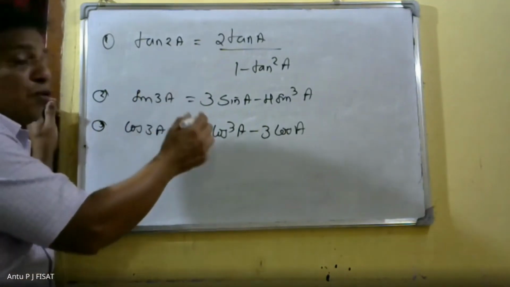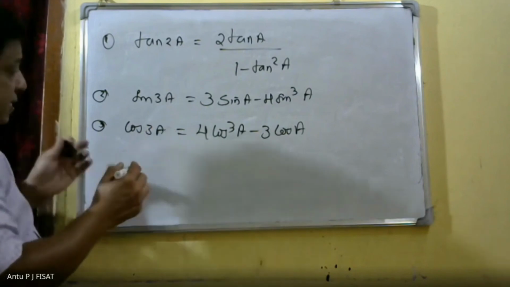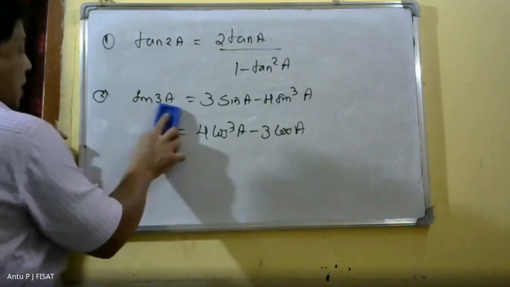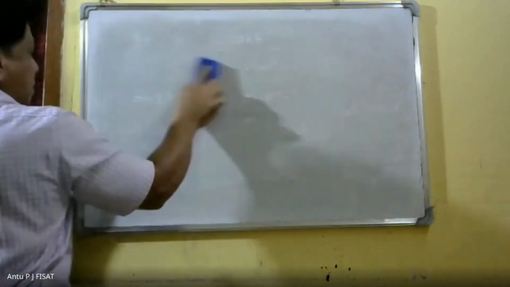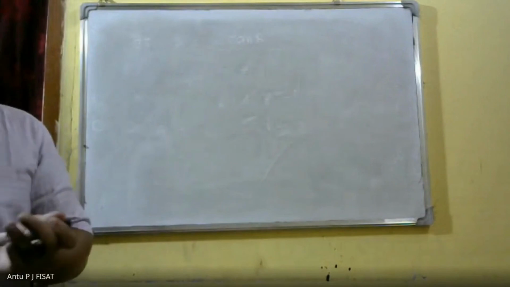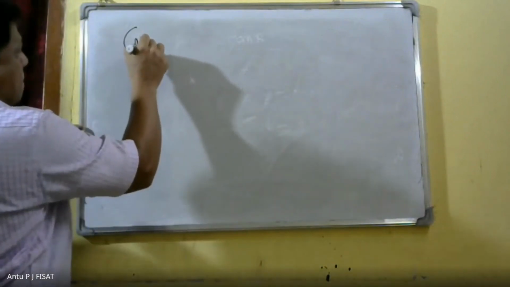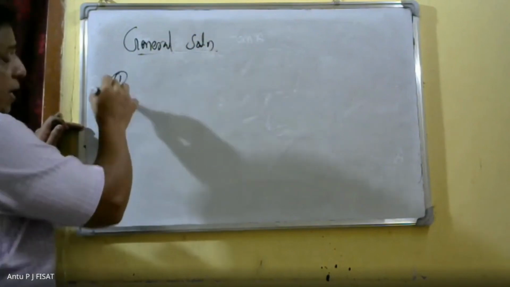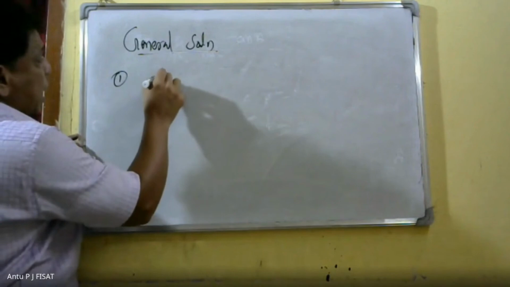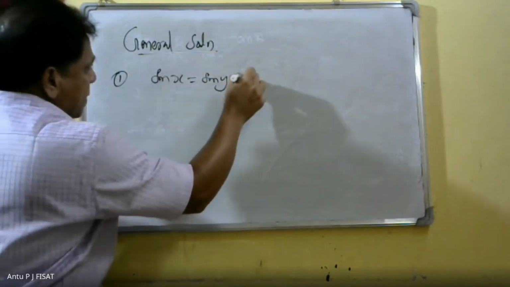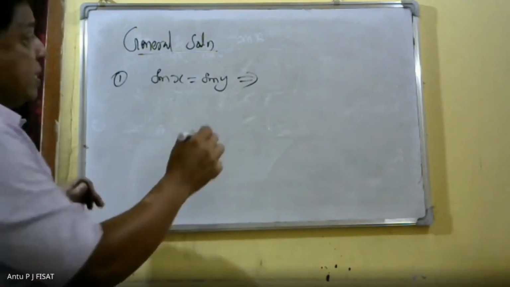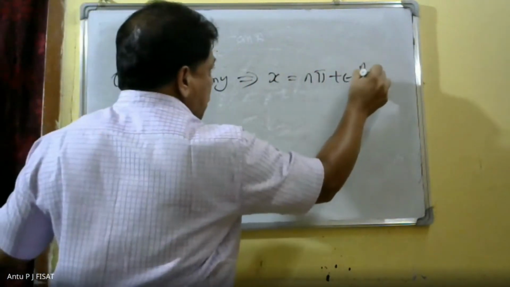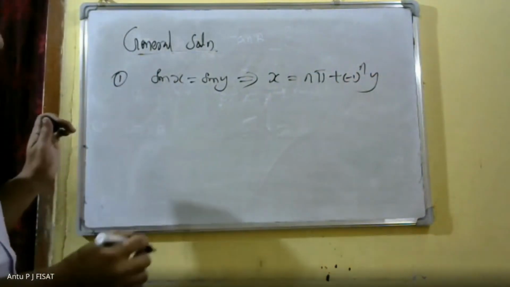These are some important formulas in trigonometry. Then we can write some general solutions of trigonometry. General solutions. The first one, sin x is equal to sin y. That implies the general solution x is equal to n pi plus (minus 1) raised to n into y.